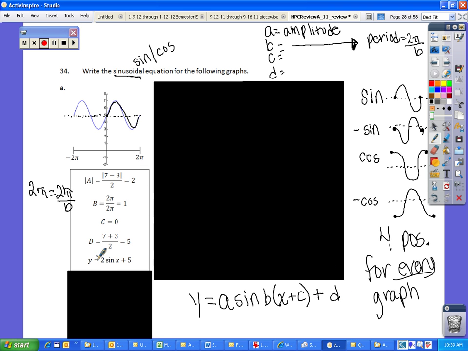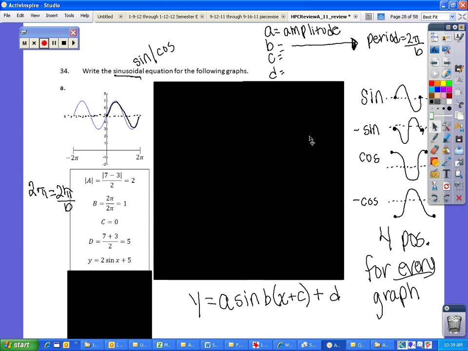So let's plug all that in. A is 2, so I'm going to plug that in here. It's a positive 2 because this is a positive sine graph, so I don't need to worry about putting a negative on that 2. 2 times the sine. B is 1, so that's just a 1, times C is 0, so x plus 0 is just x, and 1 times x is just x. So therefore this simplifies to just x, and then my D value is 5, so plus 5.